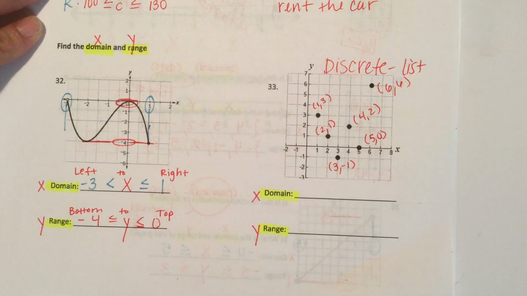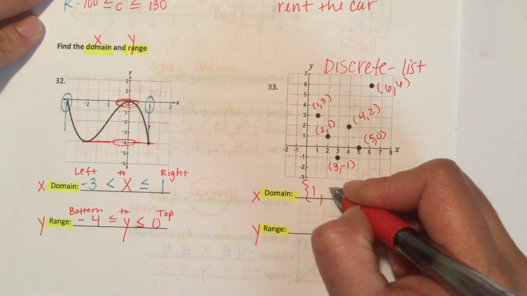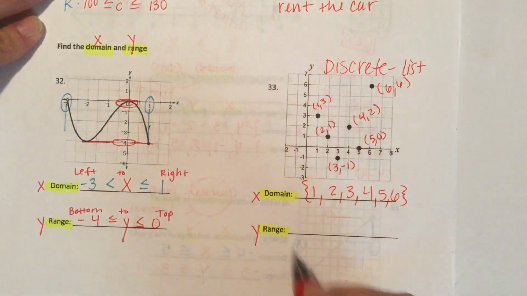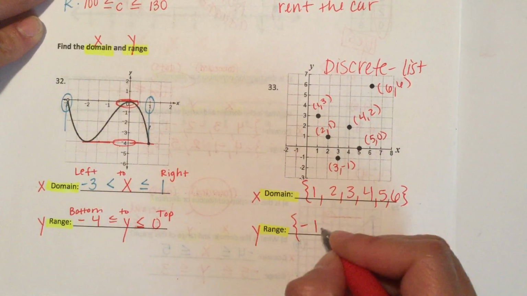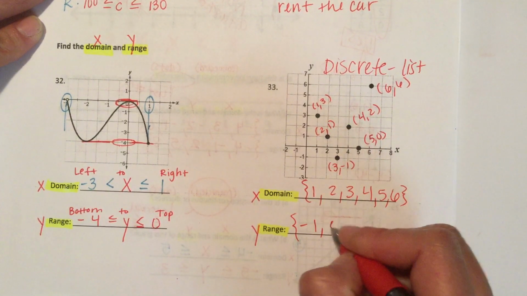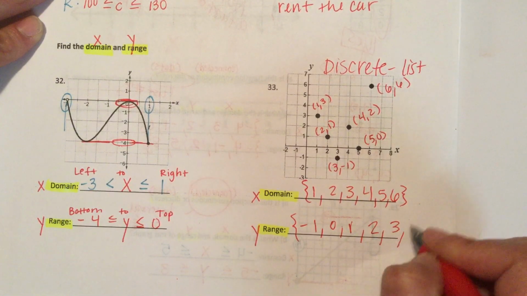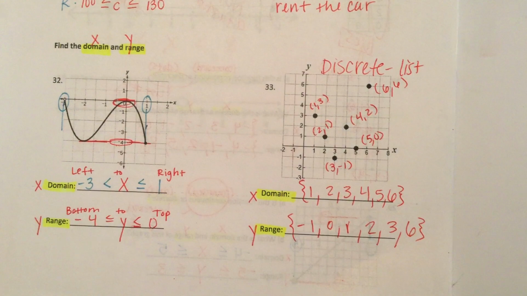So you list your x's from least to greatest. Starting from the left, 1, 2, 3, 4, 5, 6. For your y's, you list them from least to greatest. Starting from the bottom, -1, 0, +1, +2, +3, and +6. There's your answers, and go ahead and study that.